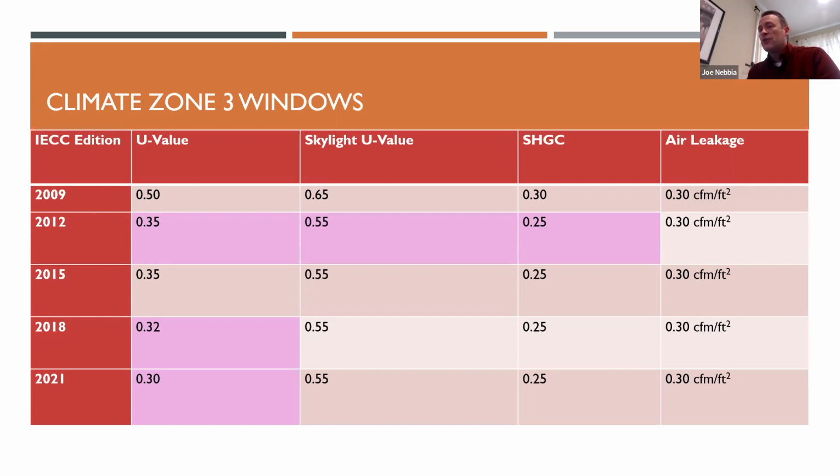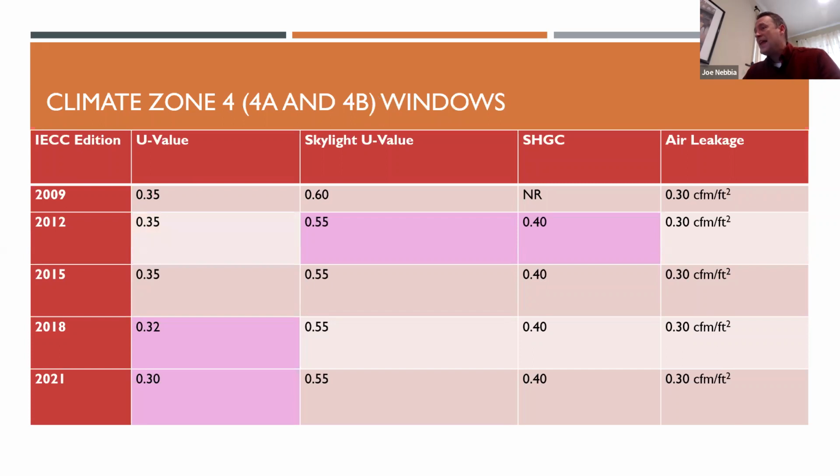2018 code, very small change from a 0.35 to a 0.32 U factor. Again, still a pretty common window, easy to find. And then 2021 code, we go all the way down to a 0.30. This is the same U factor required all the way to Climate Zone 8. So Climate Zone 3 to 8 now has a 0.30 U factor in the code. So keep that in mind. That until recently would have been an Energy Star level window. So the windows have been progressing to a more efficient target in the code.